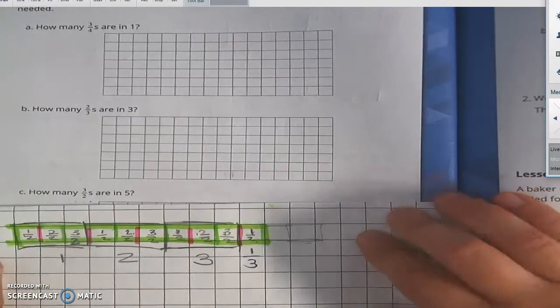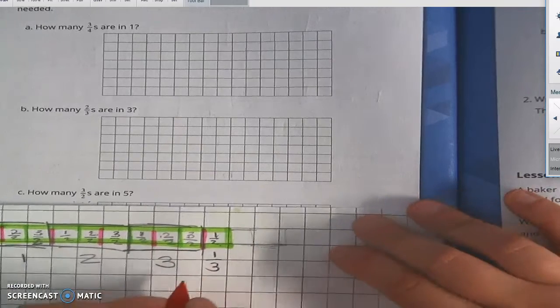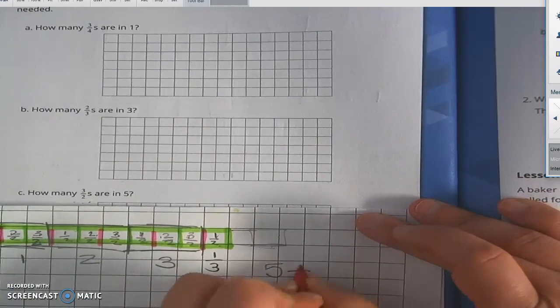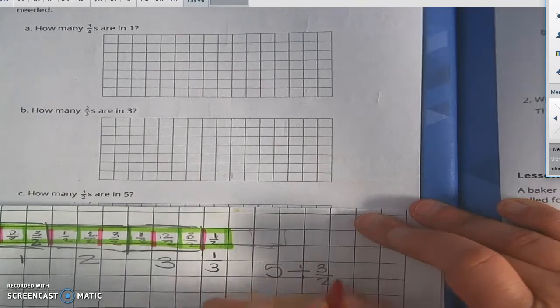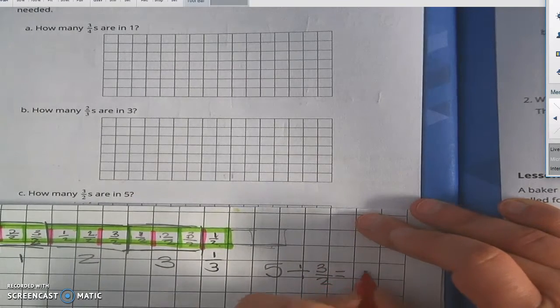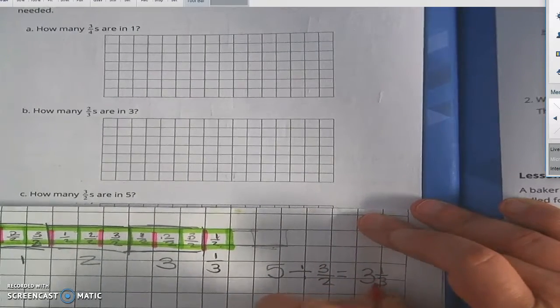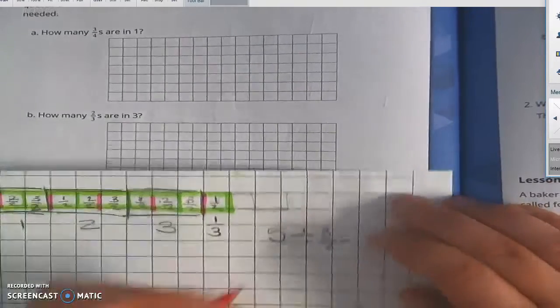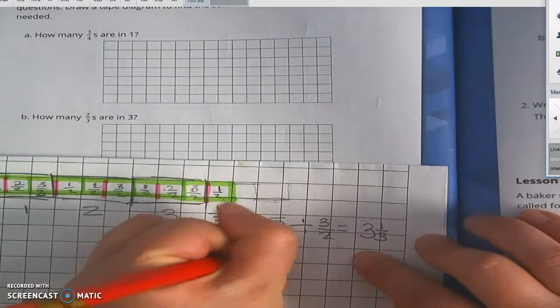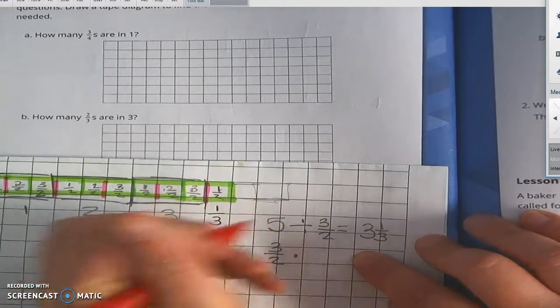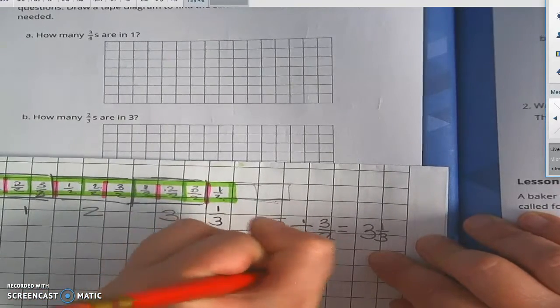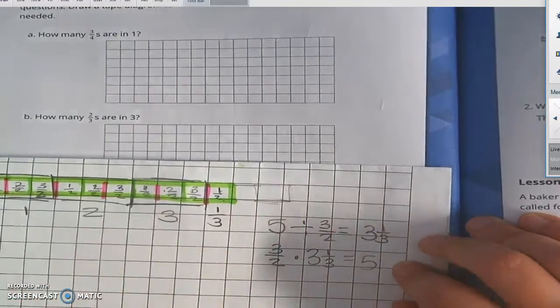So for my division equation, 5 divided by 3 halves, or 5 split into groups of 3 halves, is 3 1/3, because that's how many groups I was able to make, or 3 halves times 3 1/3 equals 5.